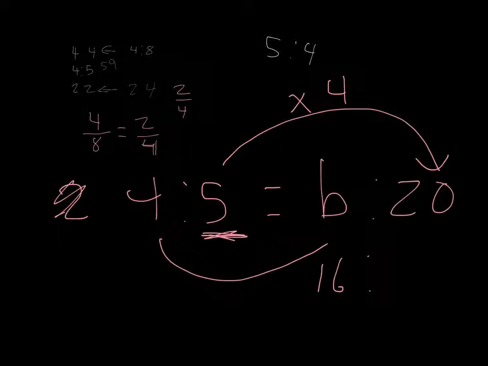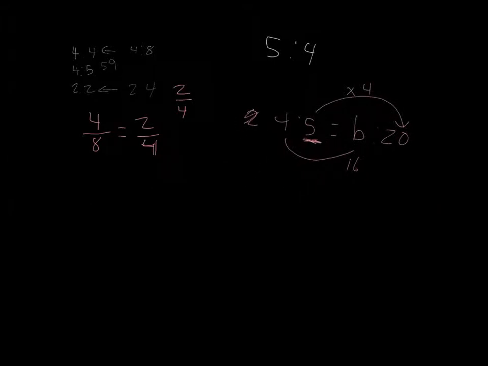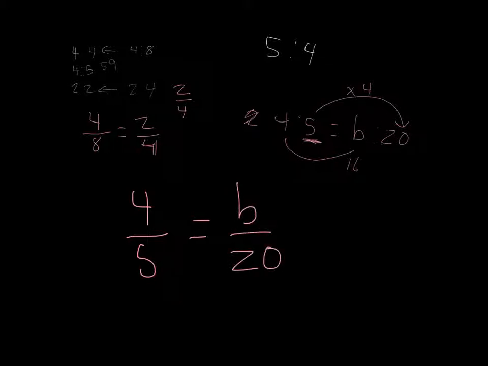Very often, people will write these like this: 4 to 5 is equal to b over 20. If you do this, you could think, well, there are common denominators. The other thing you could do is just get that b by itself. And how do I do that? Right now, it's b over 20. How would I get rid of the divided by 20? Multiply both sides by 20.